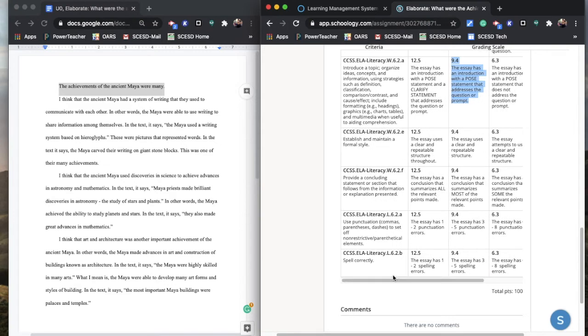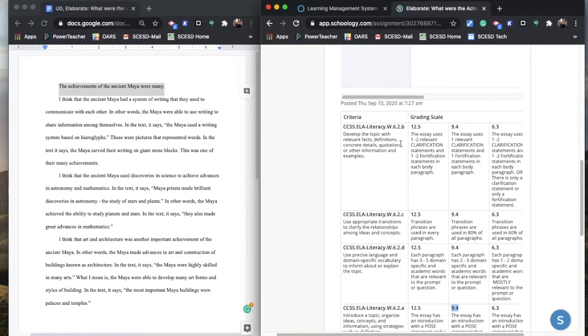So if we were to look at this, then we got a 9.4 for this section of the rubric. Now we've got to scroll back up because Schoology is all whacked out right now, and we've got to look at B. Develop a topic with relevant facts, definitions, concrete details, quotations, or other information and examples. And you can think of this as the yellow and red Hawk Talk card. So the essay uses 1 to 2 relevant clarification statements and 1 to 2 fortification statements in each body paragraph. That would be the top score. So let's take a look.